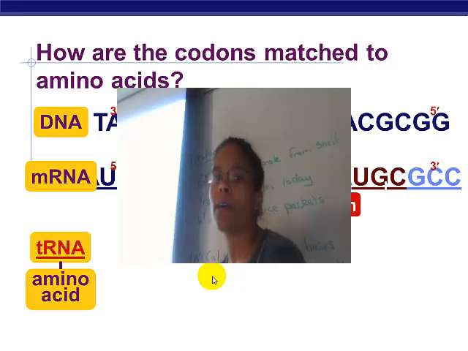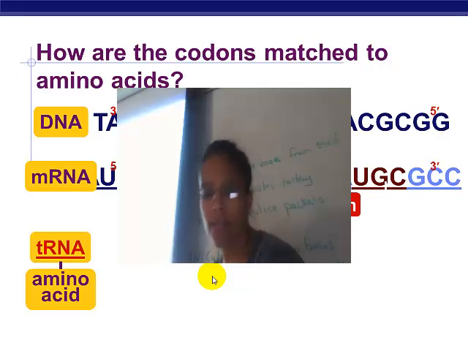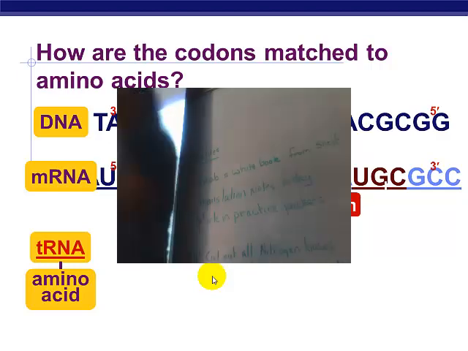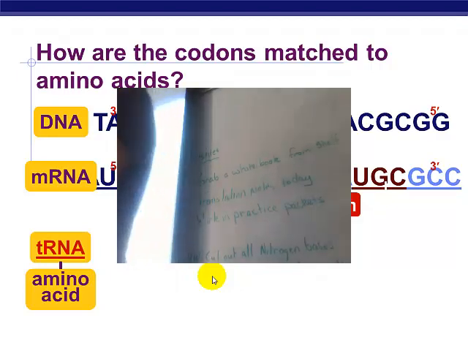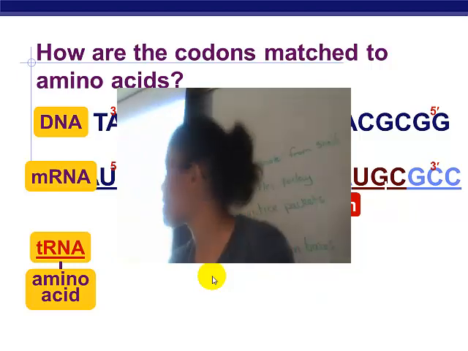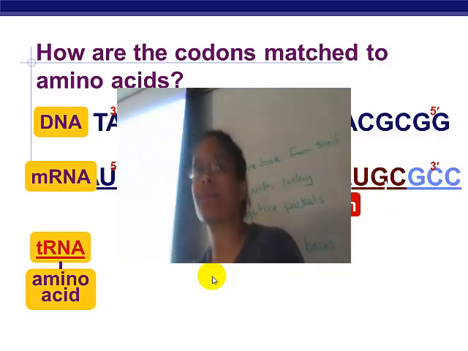How are codons matched to amino acids? So in other words, when you have an mRNA strand, it's at the ribosome, you're ready to build a protein. What is the mechanism by which the mRNA strand is read and amino acids are attached to each other? That's what we need to figure out. You're going to have a molecule called tRNA, transfer RNA. Here's where he comes in.